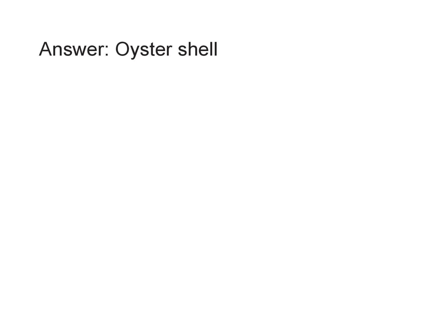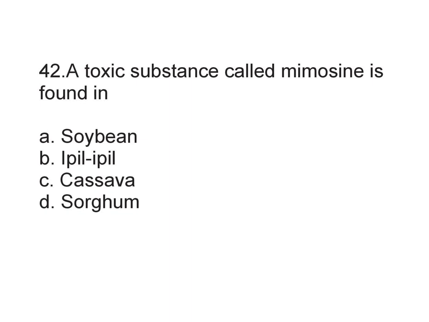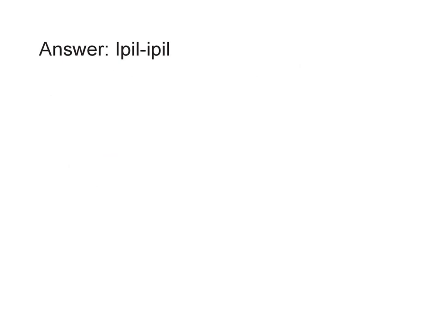Number 42. A toxic substance called mimosine is found in A. Soybean, B. Ipil-ipil, C. Cassava, D. Sorghum. The answer is Ipil-ipil.